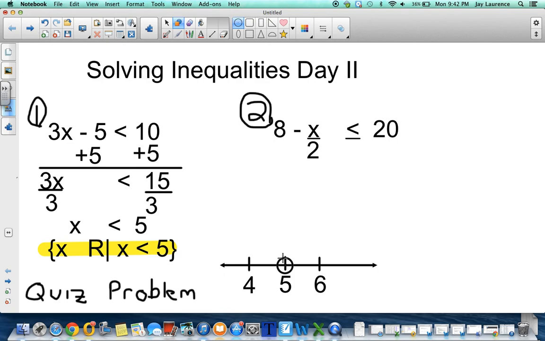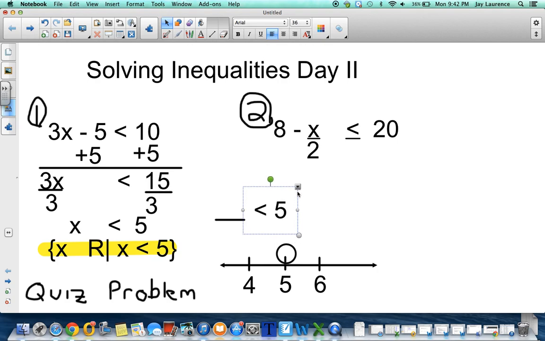Now, to show this properly, I need to indicate the point where everything is happening, and that would be at 5, right? Okay, and so I have this open point here. Why is it open? Because it's not equal to. And then I need to test. I need a number that is less than 5.